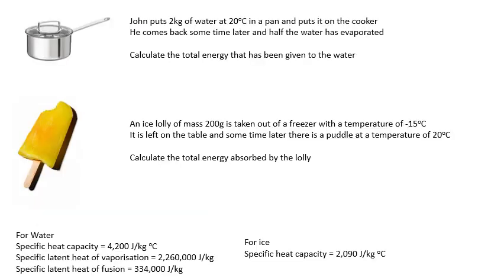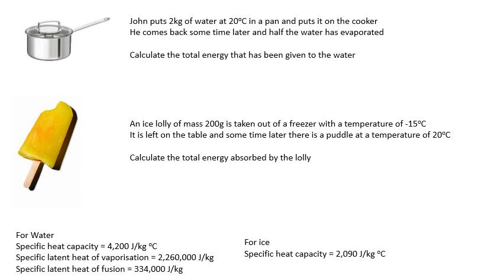Here are some sums for you to have a go at. Now be careful with the first one. John puts 2 kilograms of water in a pan, puts it on the cooker, he comes back some time later and half the water has evaporated. How much energy has been given to the water? So bear in mind the energy you need to heat up the water, and then when it's boiling, we need to change it into a gas, and we're only doing that to half of it. So have a go at that yourself.